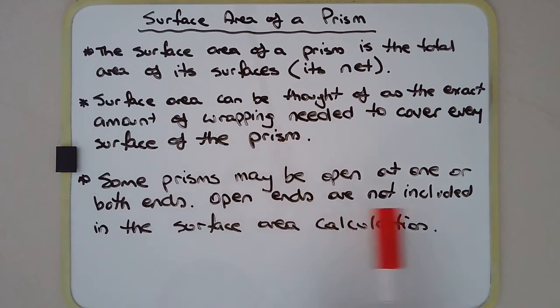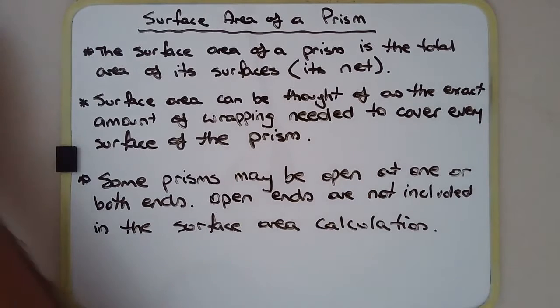Some prisms may be open at one end or both ends. Open ends are not included in the surface area calculation. There is one example that has an open end, so we'll look at how that works. Just quickly, I'll demonstrate what I mean by the net.